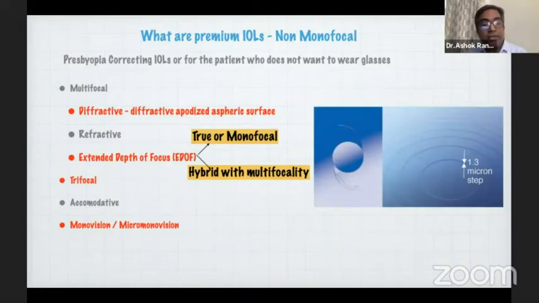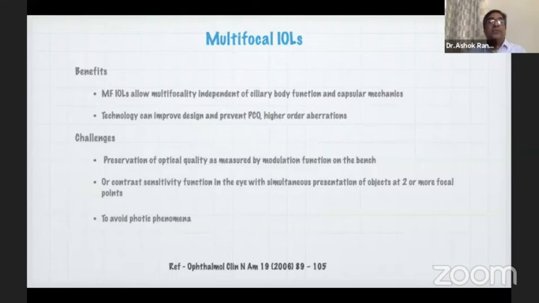So in the non-monofocal category, what all do we have? We have these diffractive multifocal lenses. You can see on the right, these apodized multiple steps. And we have the extended depth of focus lenses, which are monofocal and with multifocal. The current trifocal lenses and accommodative lenses are now not much in vogue because they have not shown good measure. And monofocal lenses, we can adjust the power and give them monofocus benefits.